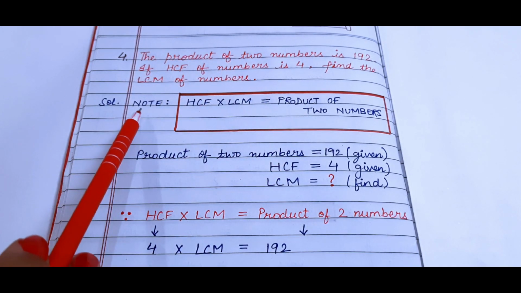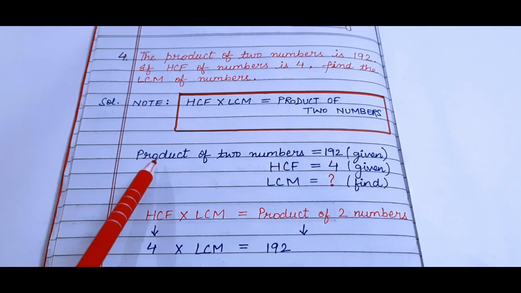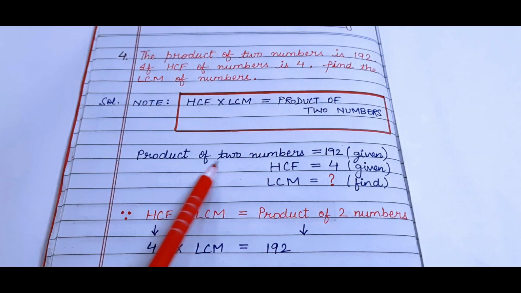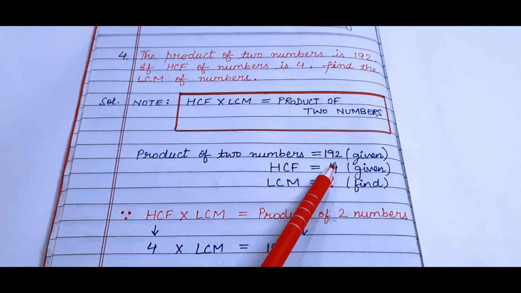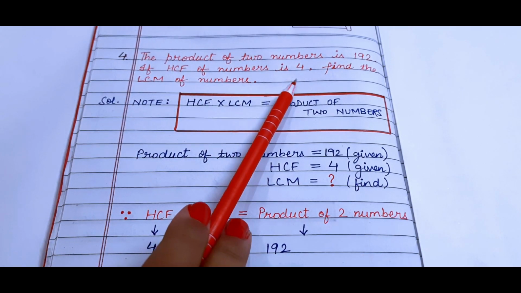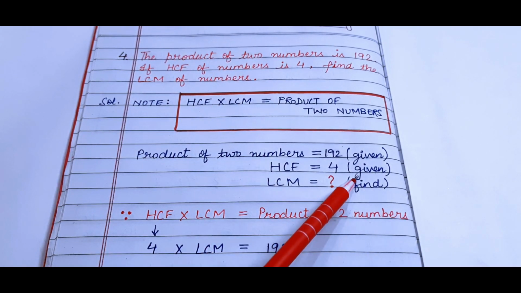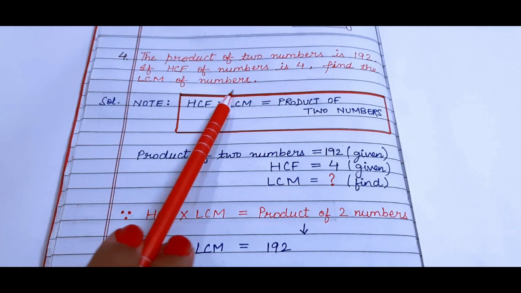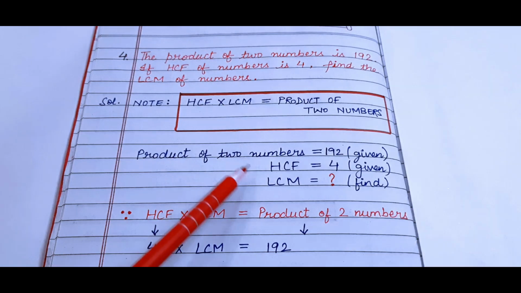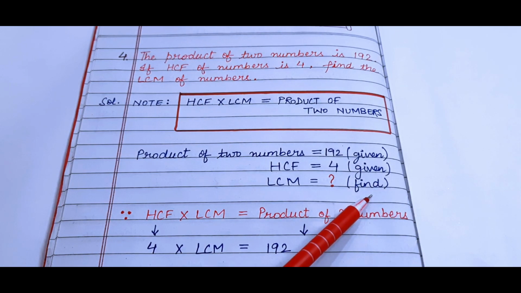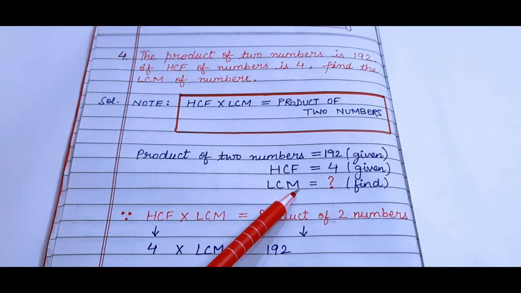We have discussed this in the previous question. So now what is given? First we will write that the product of two numbers is equal to 192, that is given. HCF is given as 4, so HCF is equal to 4. Again it is given. And we have to find the LCM of the numbers. So LCM is equal to what? That is, we have to find the LCM.